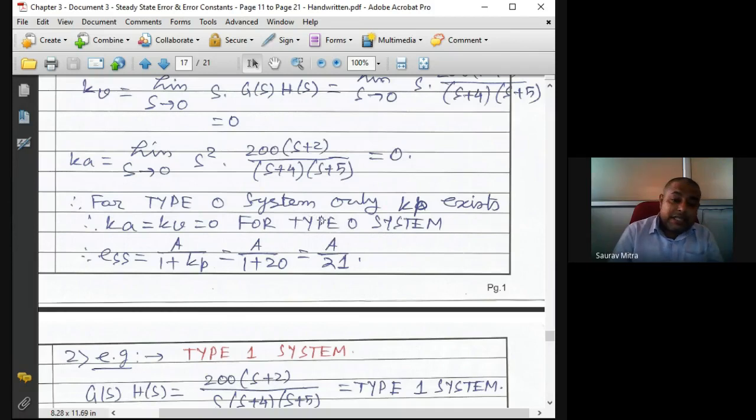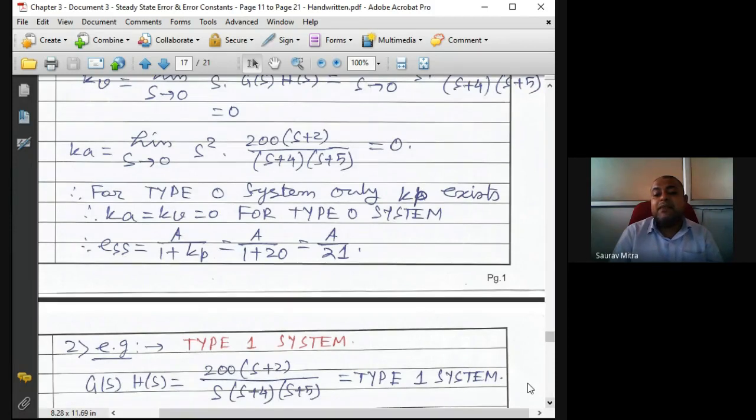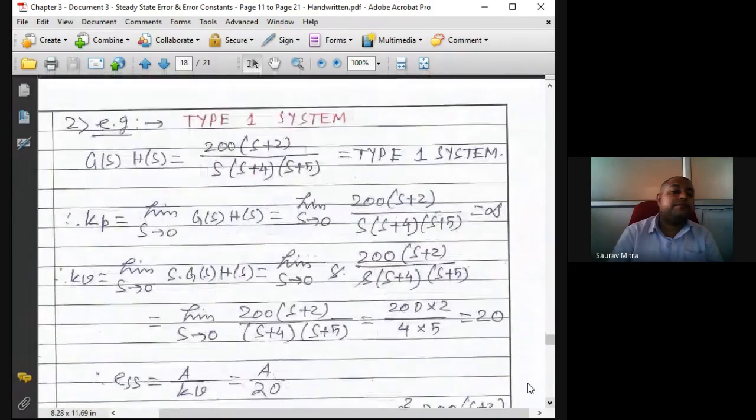If I say it's unit step, that means 1 by 21. If I say 2 of unit step, then it will be 2 by 21. If I say 3 of unit step, then it will be 3 by 21, that is 1 by 7. And accordingly, you have to calculate. So things are very easy, provided you give a little bit of time.